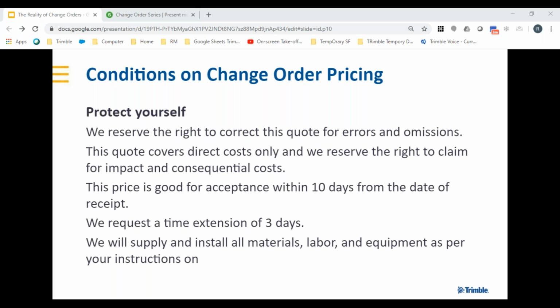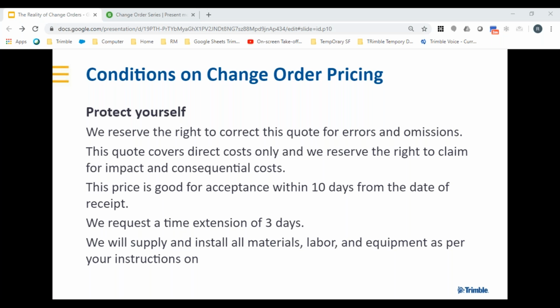Now, to protect yourself, make sure that you have some of these legal statements or protection statements in your quotes. We've got some standards in ours. These are the standards that come right out of our default, and they are encouraged, obviously, to use. We reserve the right to correct errors and omissions. A lot of errors and omissions likely won't be ascertained until very late in the project, once we see how the ripple effect of this change occurred throughout our project schedule.